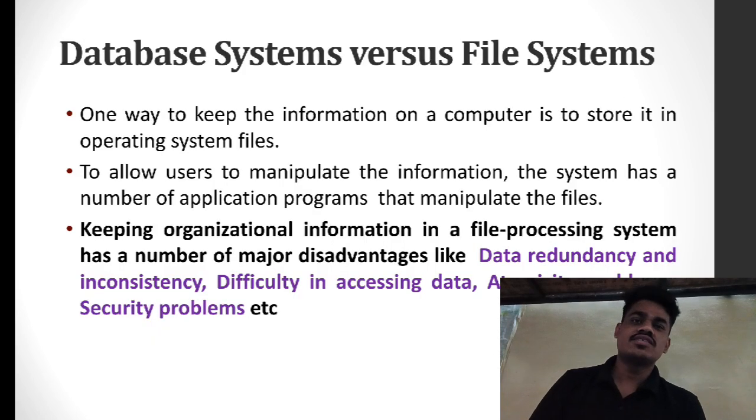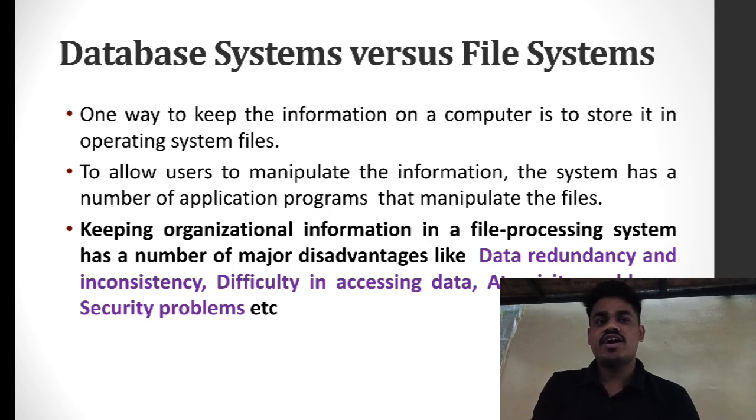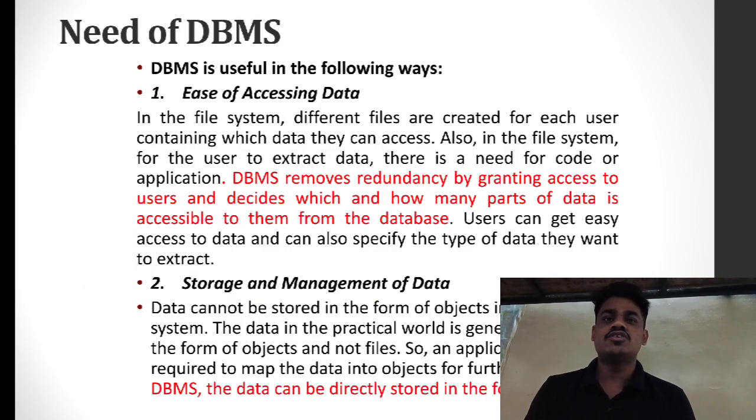Database systems versus file systems. One way to keep information on a computer is to store it in operating system files. To allow users to manipulate the information, the system has a number of application programs that manipulate the files. Keeping organizational information in a file processing system has a number of major disadvantages like data redundancy, inconsistency, difficulty in accessing data, atomicity problems, security problems, and many more. Which takes us to the point of need of DBMS. DBMS is useful in the following ways.